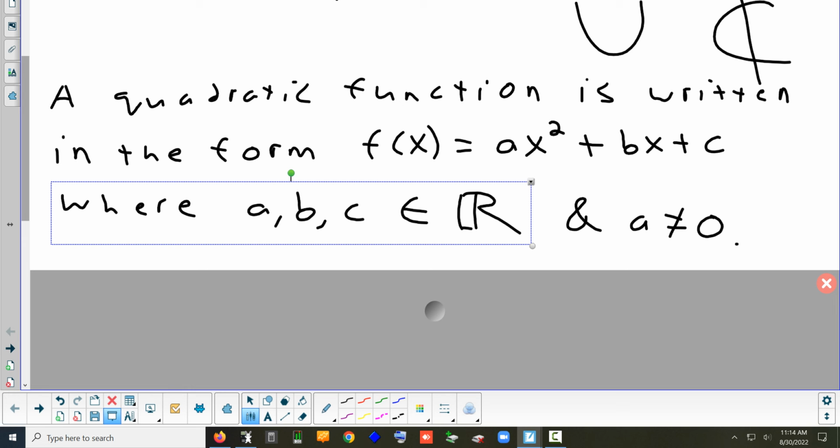Why can't a be 0? What would happen? The x squared would be eliminated. If you make a 0, you just eliminated the quadratic term. Now essentially you have y equals mx plus b. Now it's linear. So to be quadratic, the a value can't be 0.